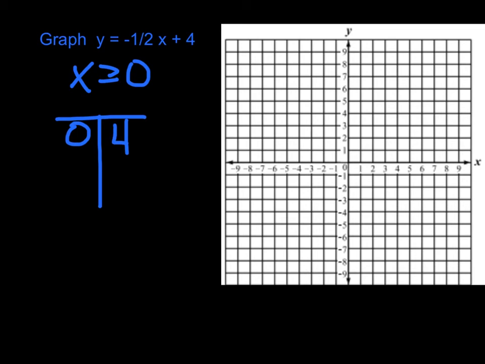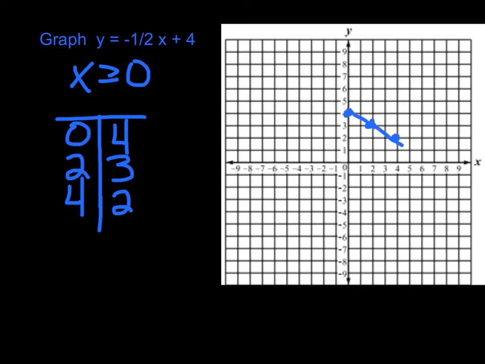So now everything that we put in for x has to be greater than 0. So the next number that I want to put in is 2. Okay, -1/2 times 2 is -1. -1 plus 4 is 3. Again, the numbers have to be greater than 0, so the next x value I will put in is 4. -1/2 times 4 is -2. Plus 4 is 2. So now we have some ordered pairs that we can plot on the graph: (0, 4), (2, 3), and (4, 2).